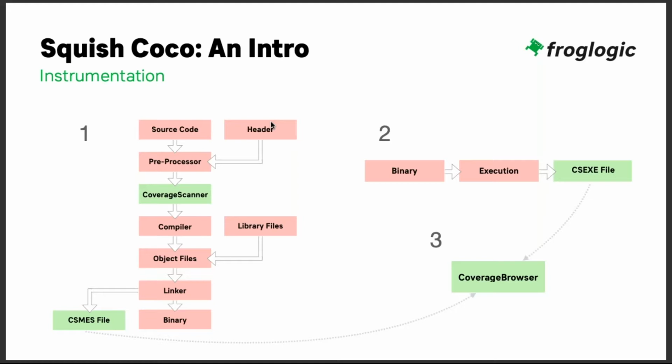When you have that binary and you execute it, it creates a second file called the execution report, or CSEXE file. And if you take these two data files and feed them into a program of Coco called the coverage browser, you get your coverage report. The coverage scanner you won't see because it's a backend program of Coco that handles the instrumentation. And the coverage browser you will see because it's Coco's main UI.